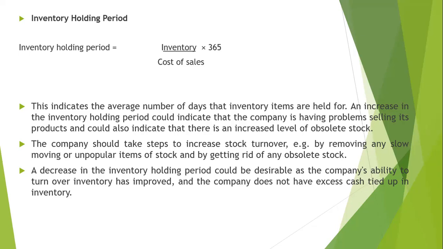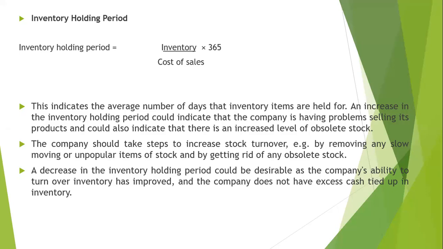An increase in the inventory holding period could indicate that the company is having problems selling its product and could also indicate that there is an increased level of obsolete stocks. So it talks about the problems of having an extended or longer inventory holding period. If you are having a longer inventory holding period, it could indicate that you are having certain problems when it comes to selling this product. So your products may be slow moving products. As a result of that, the inventory may be retained in the warehouses for a long period of time, or maybe on the shelf for a long period of time.